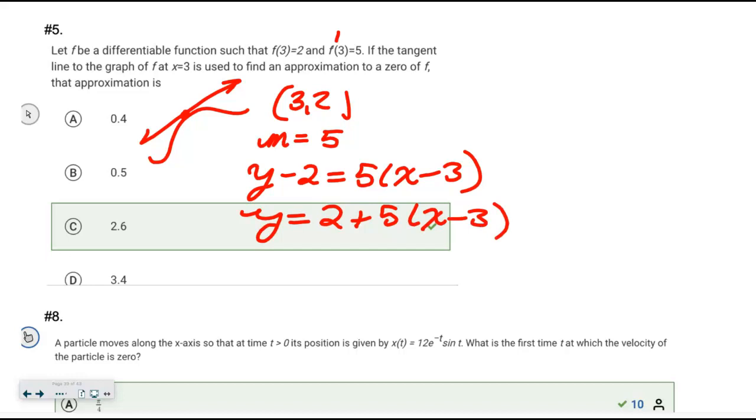You're used to saying approximate the y value when x is really close to 3. So they'll say use it to approximate like 3.1 or 2.9, and you just plug it in right there, right? But this one didn't say that. It says to find an approximation for a 0 of f. It doesn't say when x is 0, it says a 0 of f.